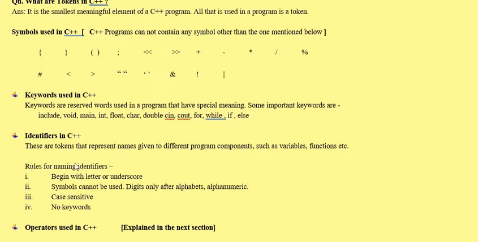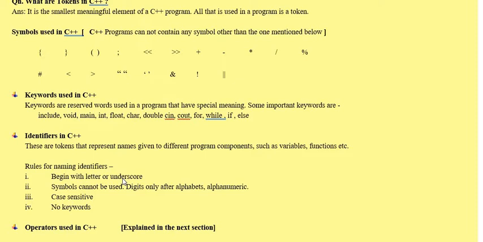So identifiers have a style of naming. They must begin with a letter or an underscore. It cannot have anything else in the beginning. Symbols cannot be used. Digits can be used only after the alphabets, that is, behind the alphabets. It is called alphanumeric style.